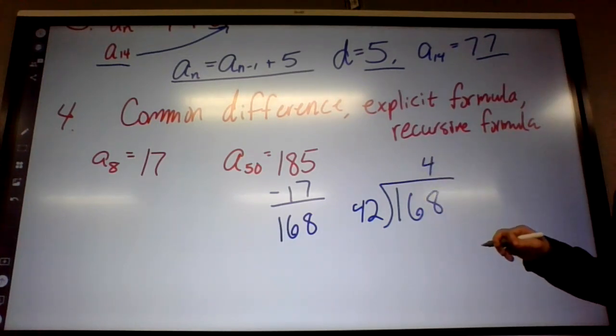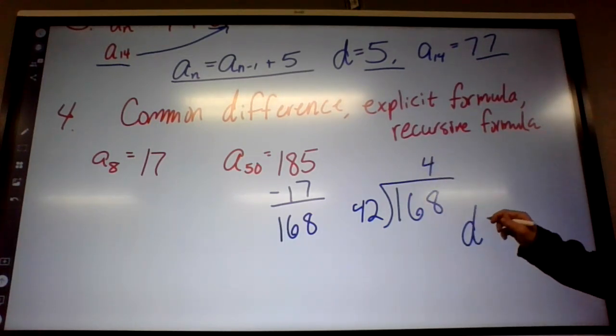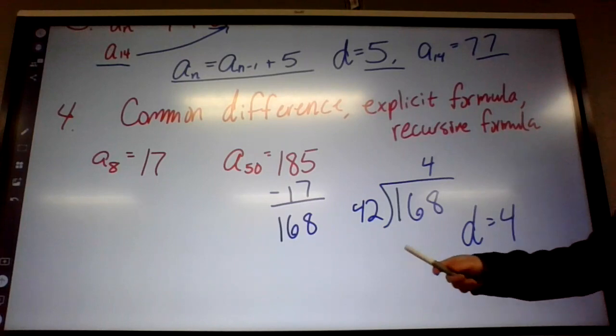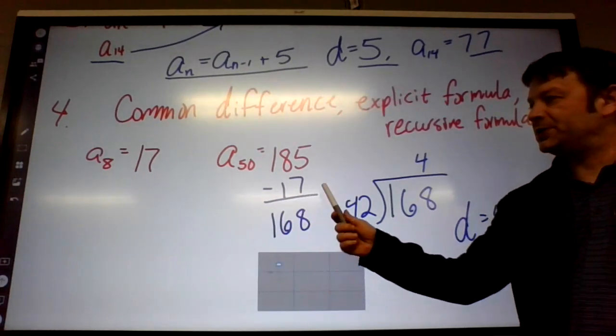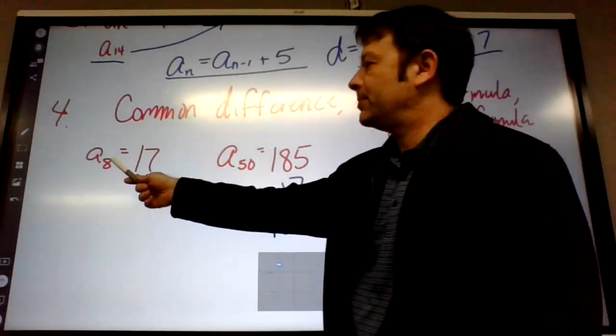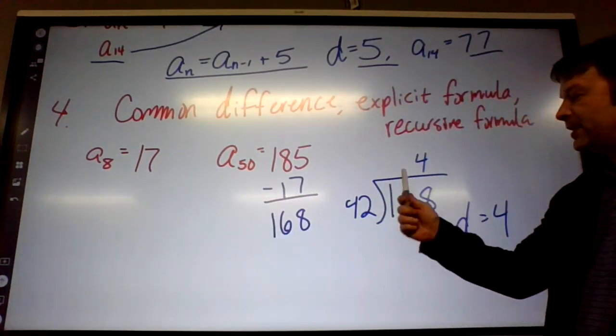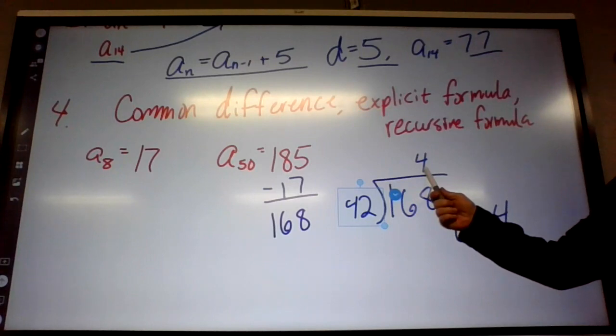That would be 4. And that is the common difference. So subtract to find the difference, but then for each step you need to figure out how many steps there are from here to here. 50 minus 8 is 42 steps. So you divide that difference by 42 to get each individual step, which is 4.